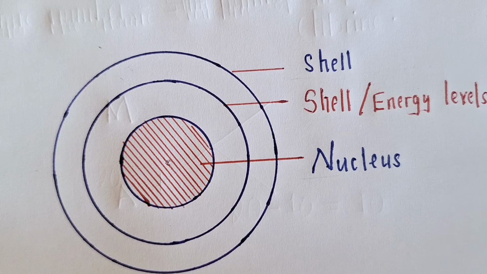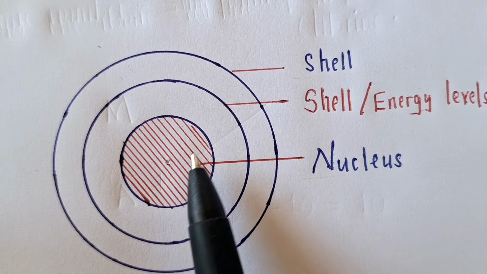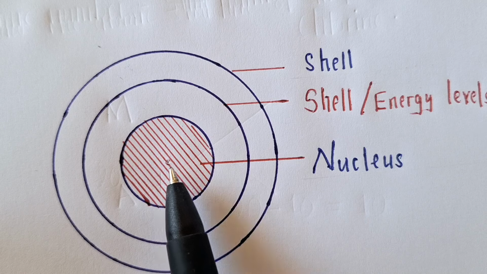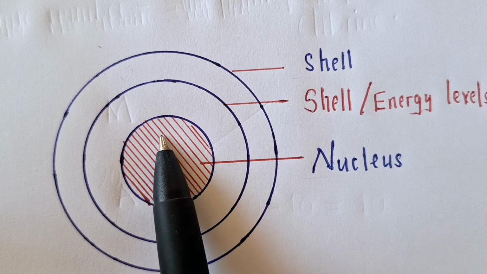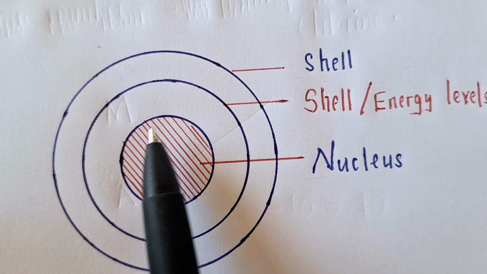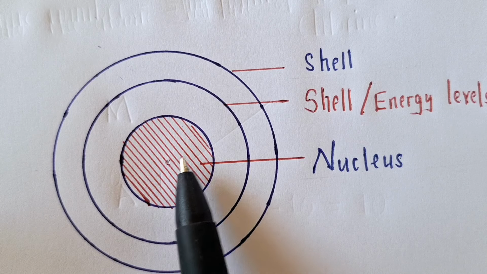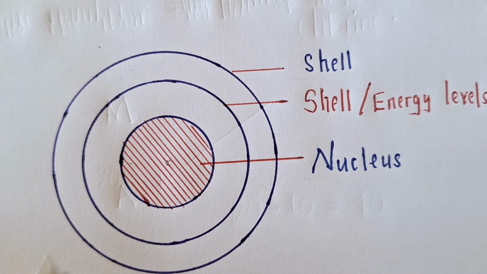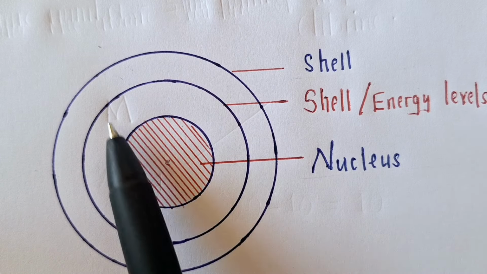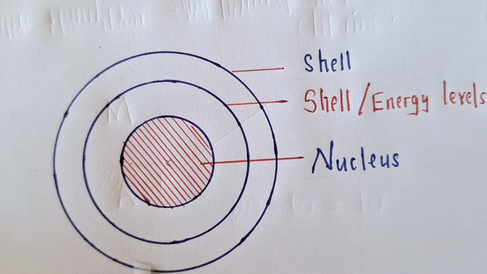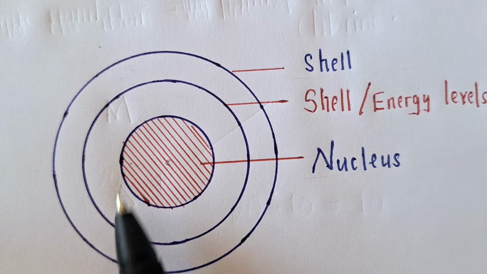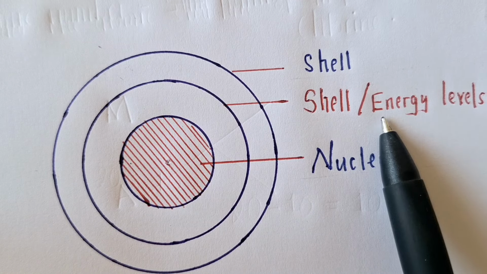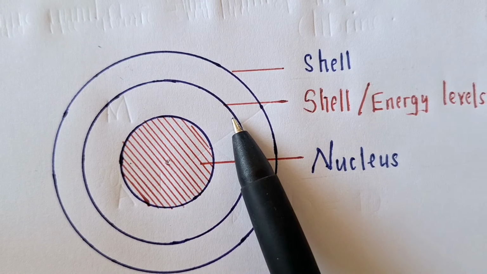Now when we talk about atomic structure, we can't run away from this figure right here that you're able to see. This is the nucleus. This is where protons and neutrons are found. Around this region, there are these circles that you're able to see. We call these shells or energy levels.